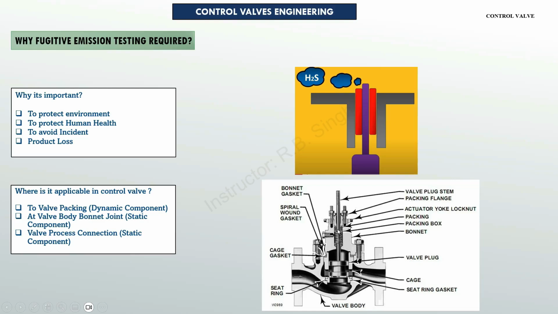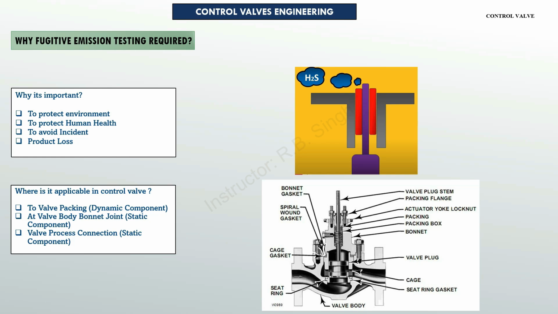But here we cannot use full tightening, because if you tighten fully, the stem will not move properly. Or if you tighten it, then after a few hours your packing will become loose because of the packing friction. So this packing will now let the liquid pass. That's why we require fugitive emission testing for this part, which is very important.